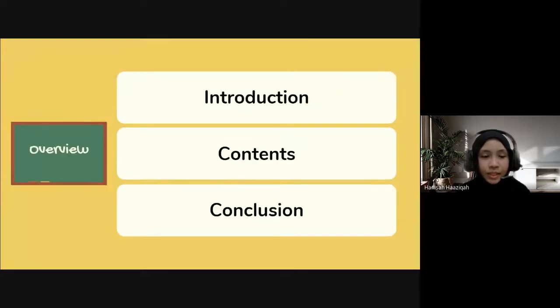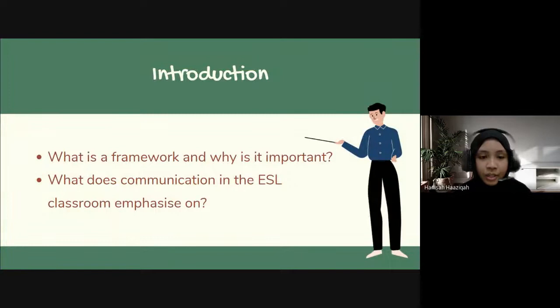Okay, so this is the overview of my framework of effective communication. First we have the introduction, then the contents of the framework, and then the conclusion. For the introduction, I'm going to talk about two points: what a framework is in general and why it is important, and what communication in the ESL classroom emphasizes.